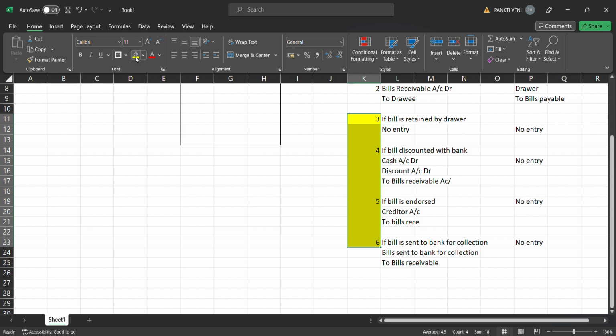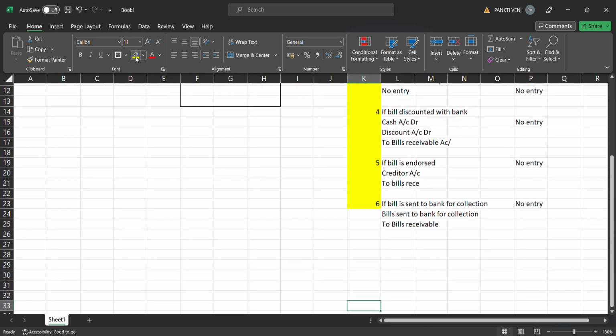So for these four cases, drawee will have no idea what I'm doing with the bill. For drawee, it is like 28th Feb purchase kiya hai, after 28th March payment karna hai. So 28th March after adding 3 days of grace days, 31st April tak mujhe payment karna hai. For drawee, it will be that way. Then let us go for the next journal entry.